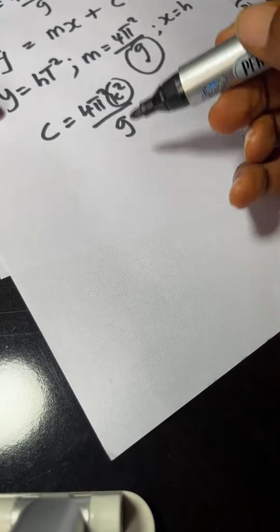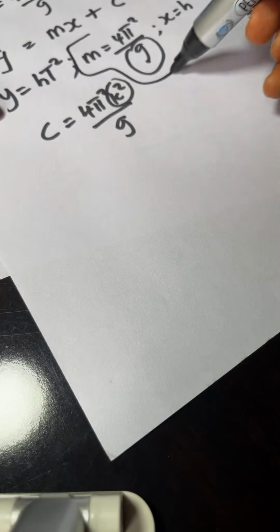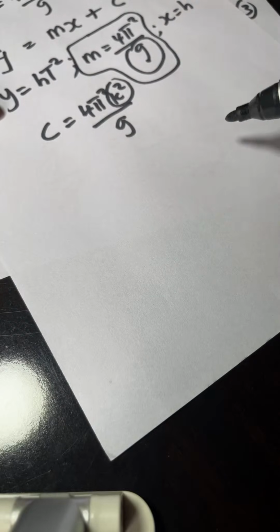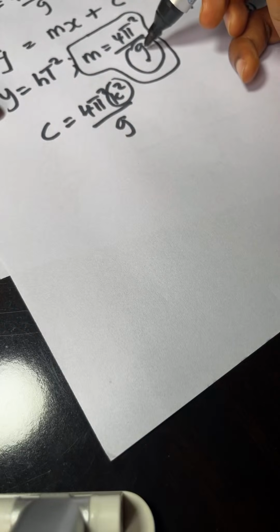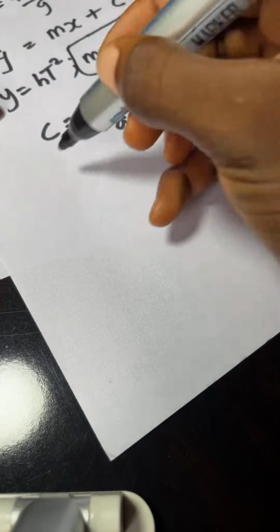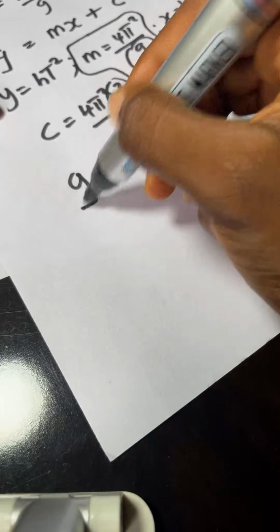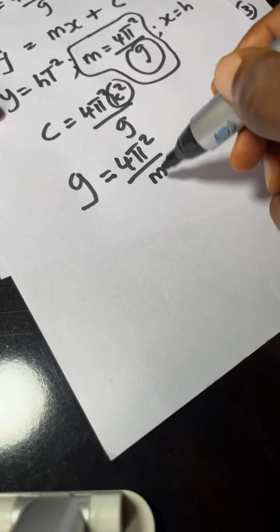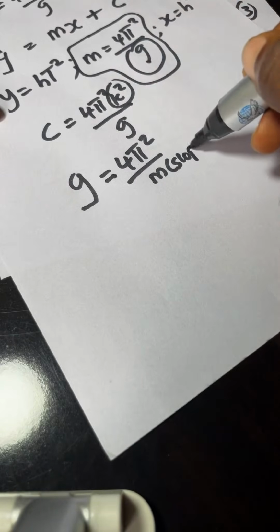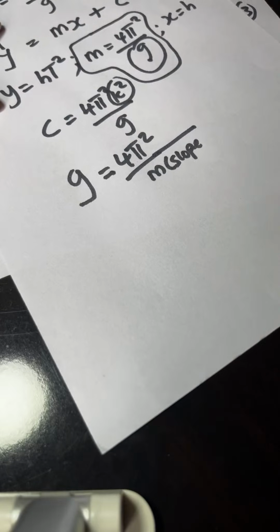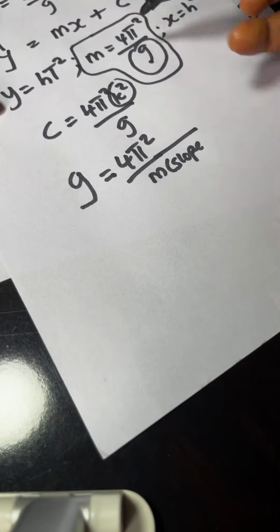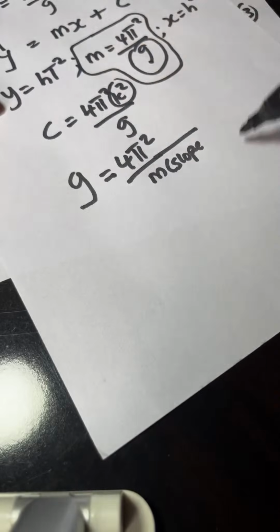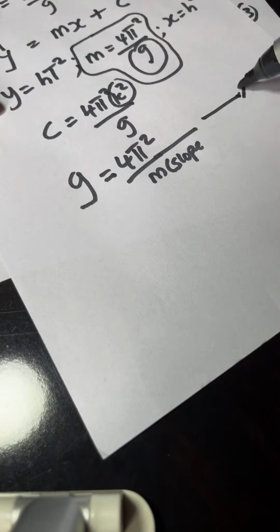Now remember, I told you in class, in our previous video, that the m is to find g, so there'll be marking based on the m. The m is to find g, very important. So my g will now be equal to 4 pi square all over m. The m is also known as the slope. You make g the subject of formula. Once you do, this is what you are getting.